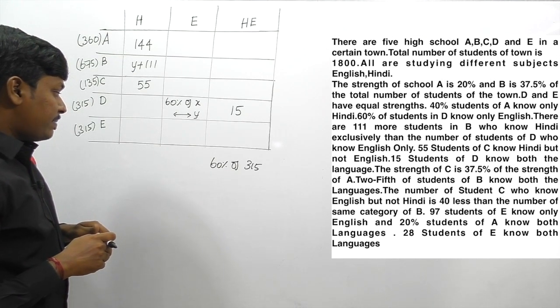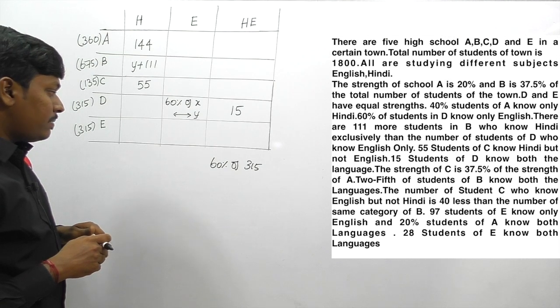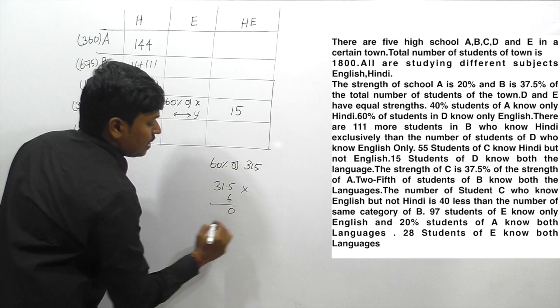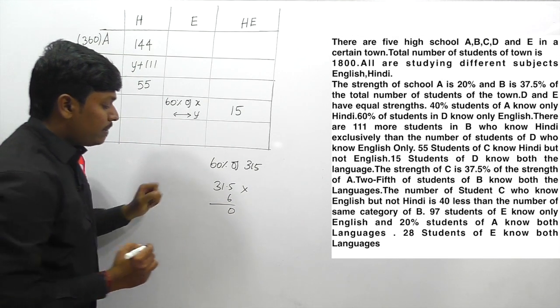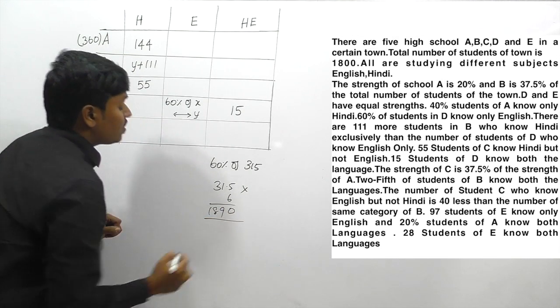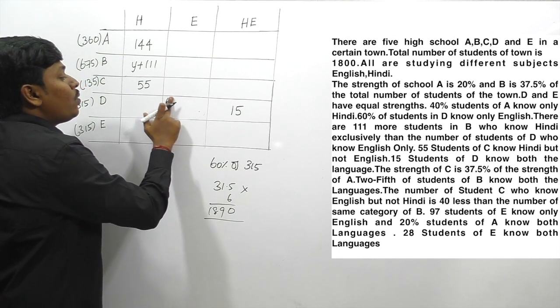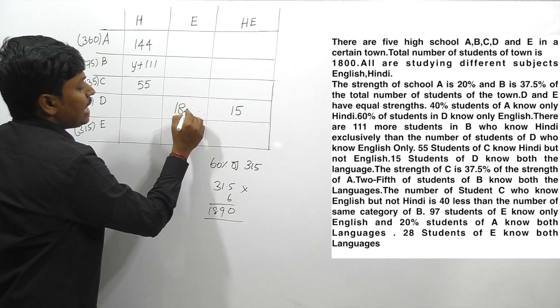So friends, 60%. I think 10% will be 31.5. I think 6 5s are 30, remainder will be 3. So 189, friends. So I can say that 189 will be students who are studying only English. So only English will be 189, friends.